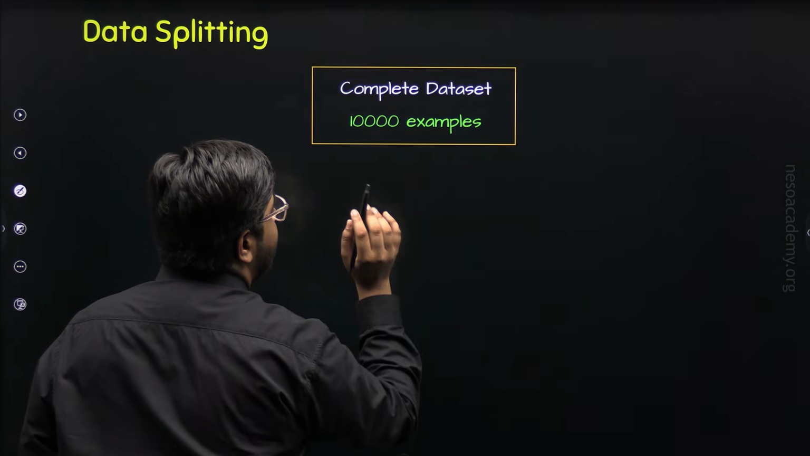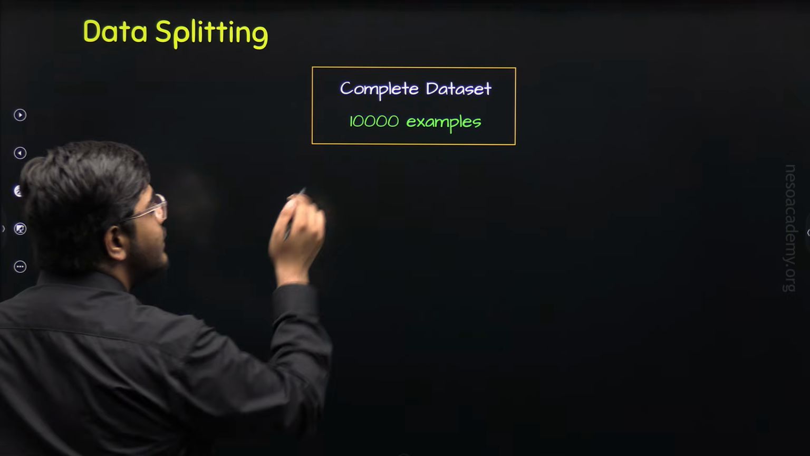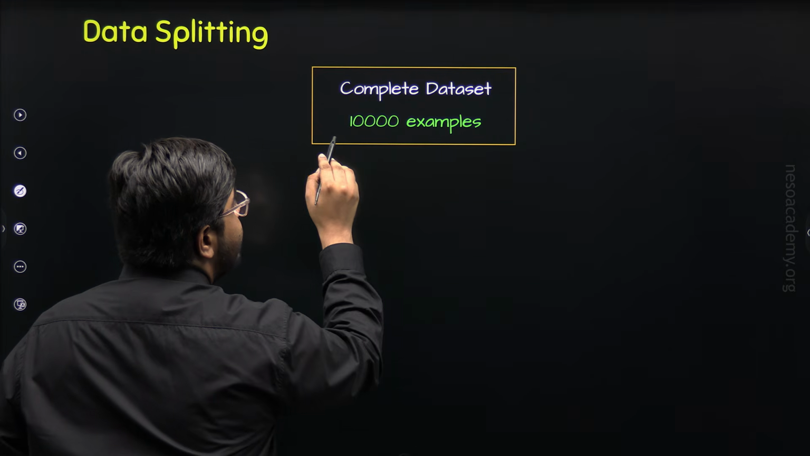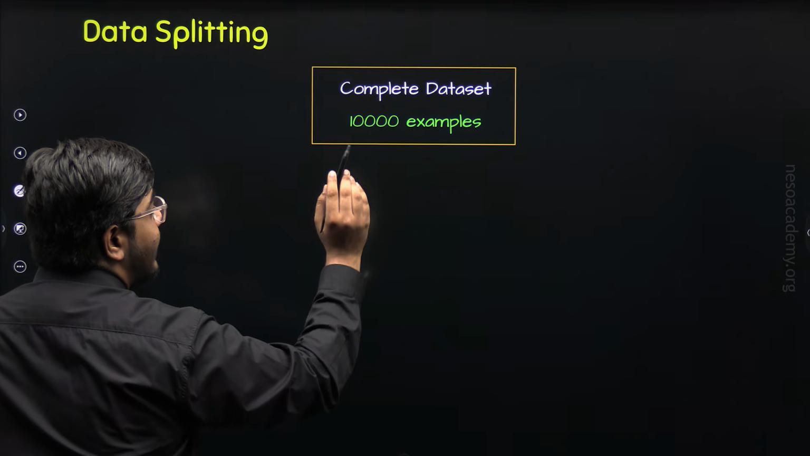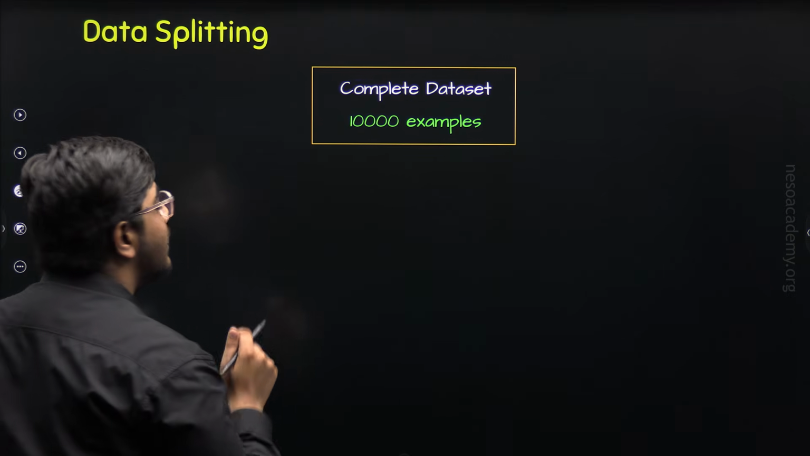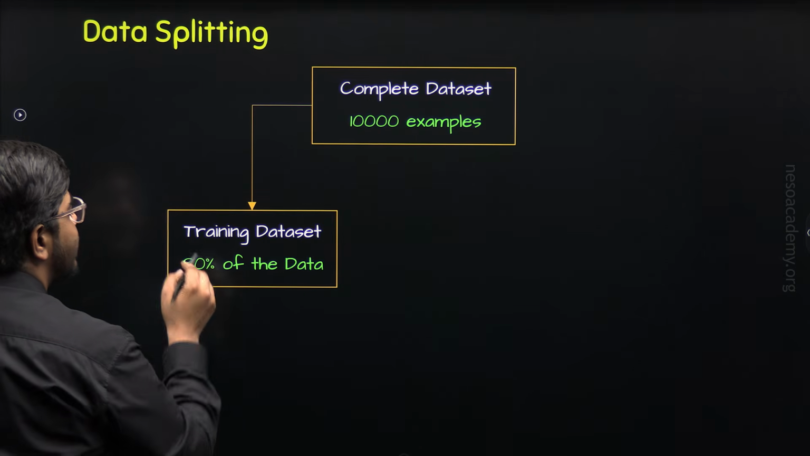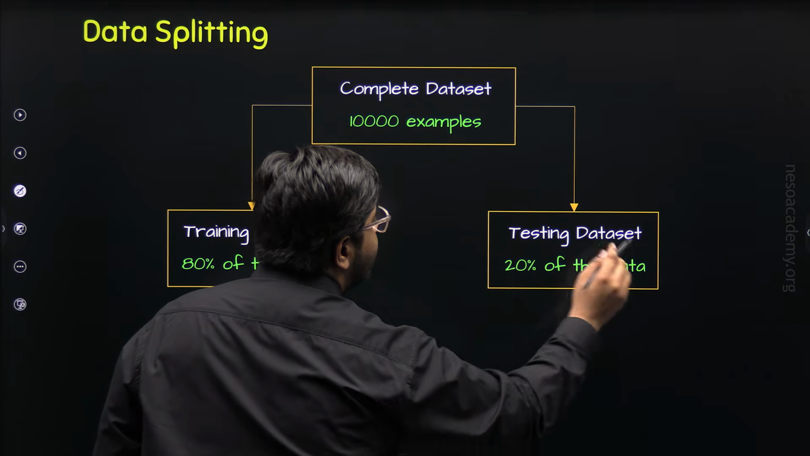So in machine learning, we have the complete data set. This is the total available data that we have. Suppose our complete data set contains 10,000 examples. Now, this complete data set or the total available data will be divided into two parts. The first part is known as the training data set, and the second part is known as the testing data set.